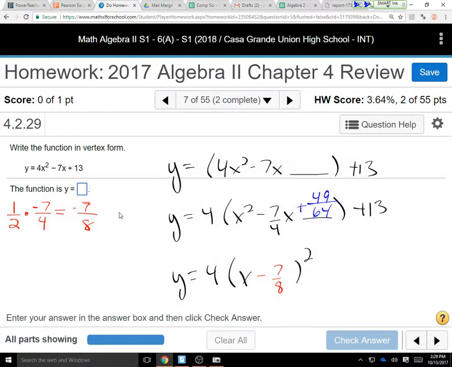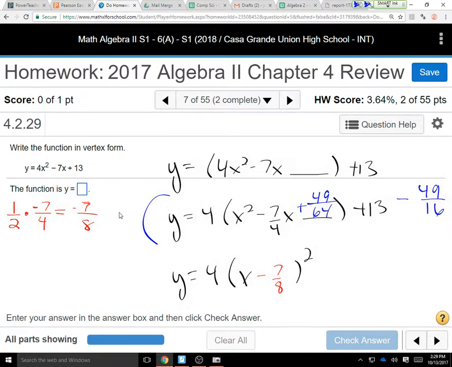Now, here's the magic question. I just added something, right? How do I balance the equation on this level? I've got to subtract something. What am I subtracting? 49, not 49 over 64. 49 over 64. 16?